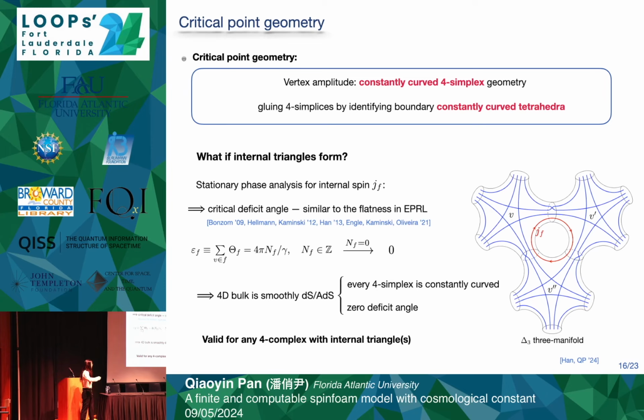Now, because every four-simplex is constantly curved and they form a zero deficit angle, this means the 4D bulk is smoothly de Sitter or anti-de Sitter. And although I just gave you one example for the delta-3 complex, we did this analysis for a general 4-complex, so this result is valid for any 4-complex with internal triangles.